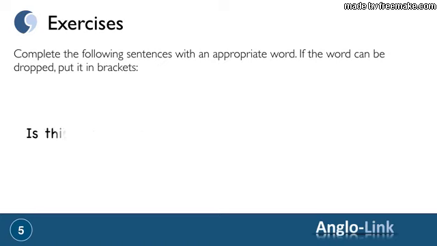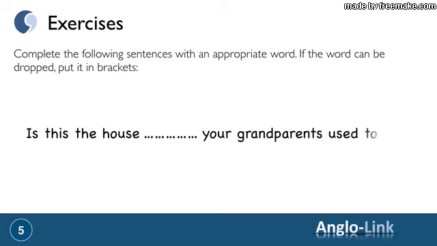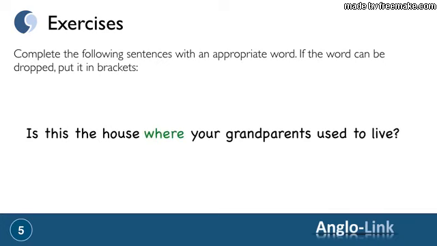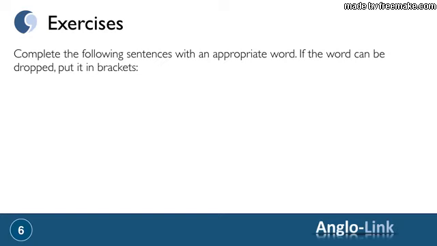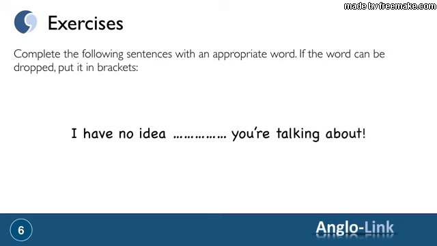Number 5. Is this the house your grandparents used to live? Is this the house where your grandparents used to live? You cannot drop where. Number 6. I have no idea you're talking about. I have no idea what you're talking about. You cannot drop what.